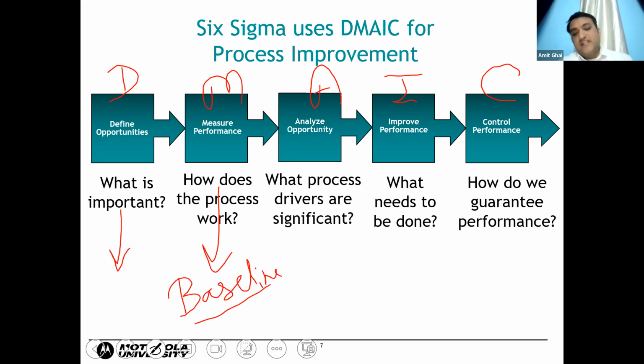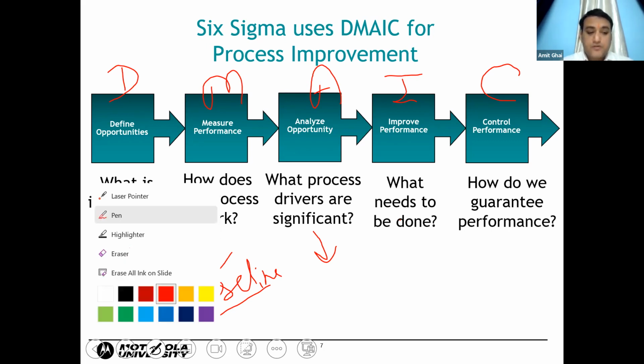Then we move to the analyze phase. That tells us what process drivers are significant. It means that not by assumption, but statistically, what are the drivers that are significant and causing the problem in your processes. Improve process is the one where we propose the solution and we also do the pilot run.